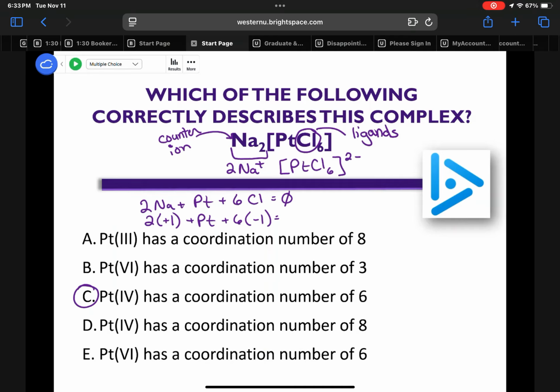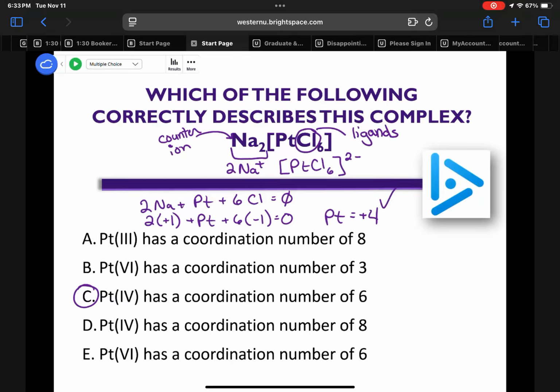So 6 negative charges, 2 plus charges, that gets us to -4. The entire compound, the complex anion and the sodium counter ion, comes to a charge of 0. Therefore, platinum must have an oxidation state of +4. So that's half the battle there.